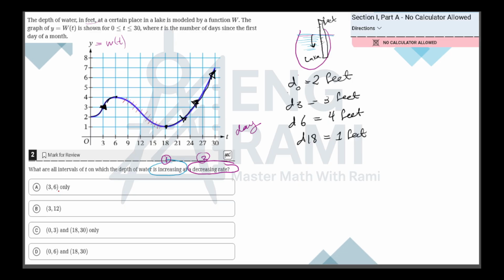That is not a requirement. Let us look together at our choices. Do we have an interval from 6 ending with 18? Unfortunately, in the choices, we don't have an interval starting with 6 and ending with 18, which represents decreasing of the amount of water inside that lake. We have the interval from 0 to 6 and the interval from 18 to 30.